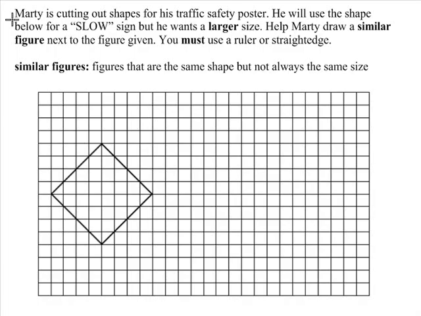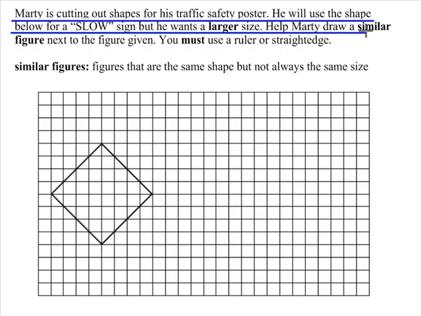Here the problem reads, Marty is cutting out shapes for his traffic safety poster. He will use the shape below for a slow sign, but he wants a larger size. Help Marty draw a similar figure next to the figure given. You must use a ruler or straight edge.